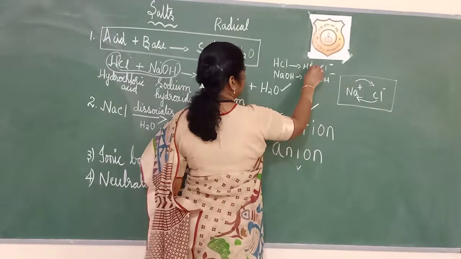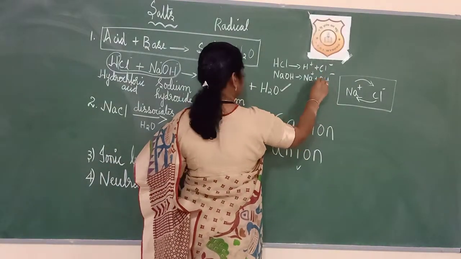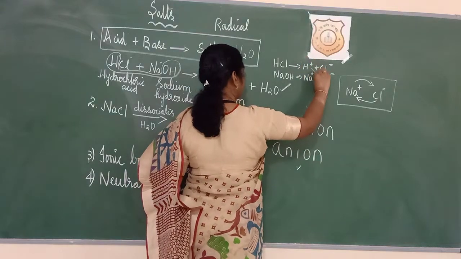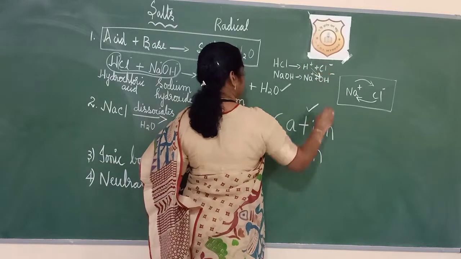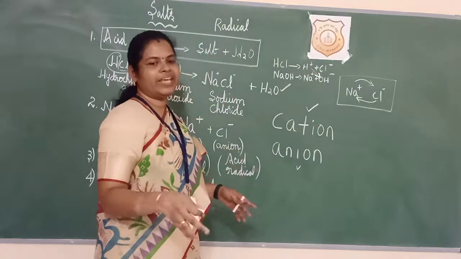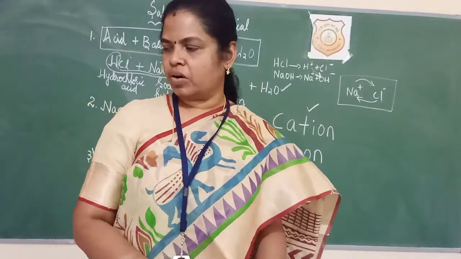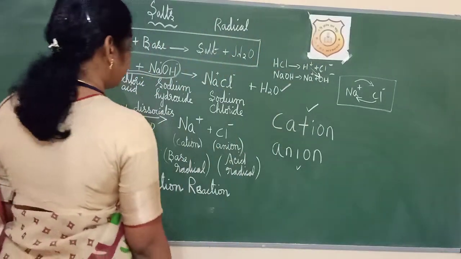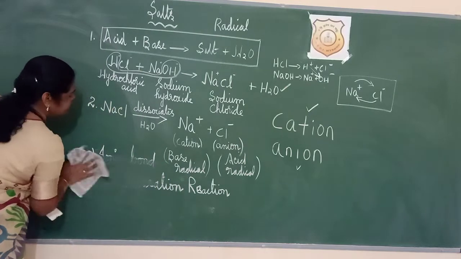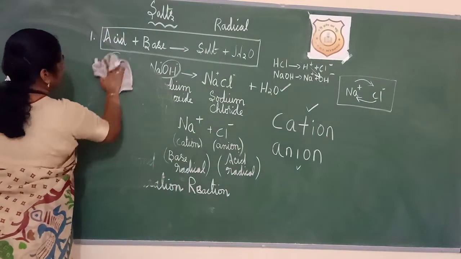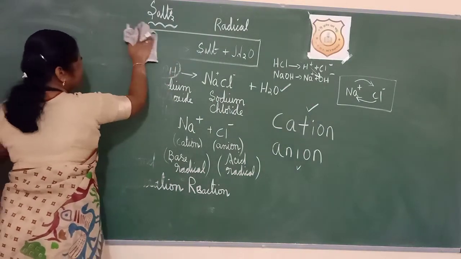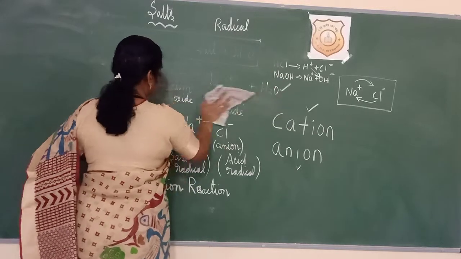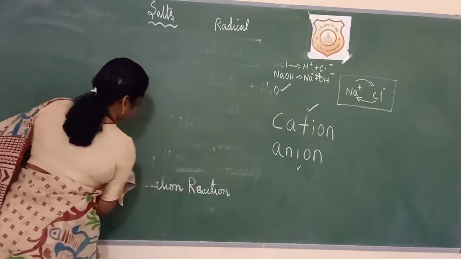So here, when this dissociation takes place, the H+ will be neutralized by OH-. So no free ions will be there. So it is called the neutralization reaction. So 4 points you should keep in mind. Shall we have a quick recap of what we have studied about salt? Okay, 4 points. Keep thinking about the 4 points.